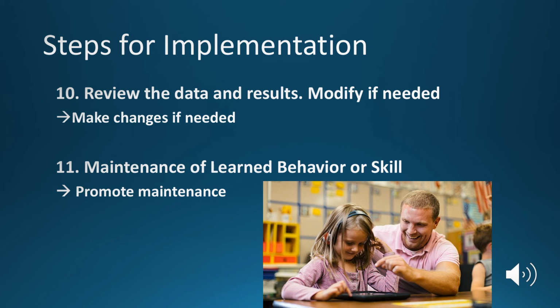The last step is the maintenance of learned behavior or skill. In this step, you need to promote maintenance of the targeted skill by using the narrative less, which you could do by increasing the time between readings. And if this doesn't help, then reintroduce the social narrative again more frequently.